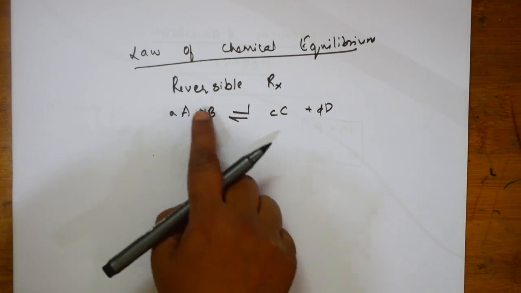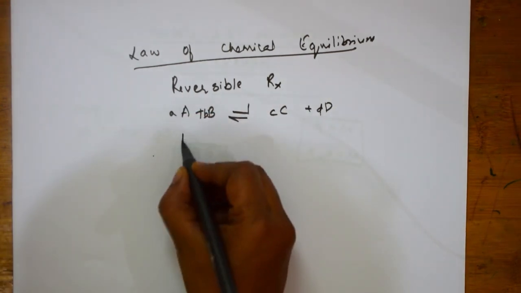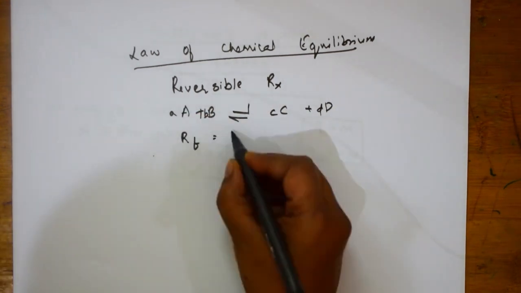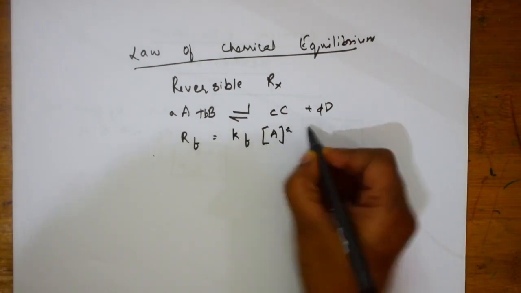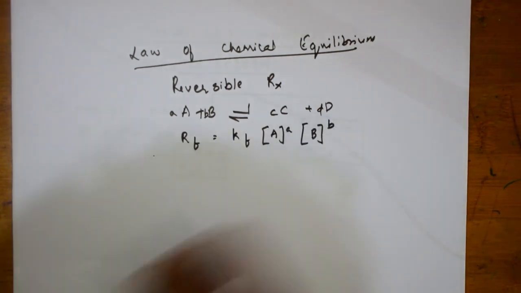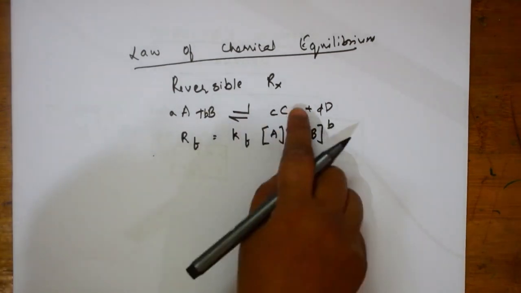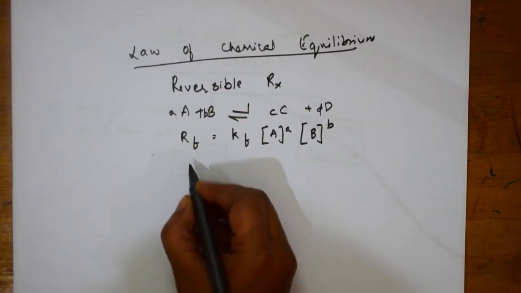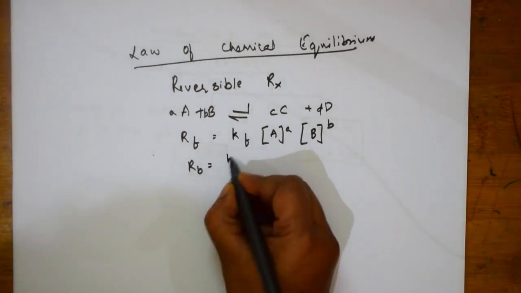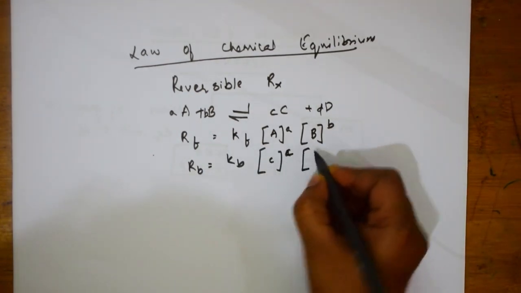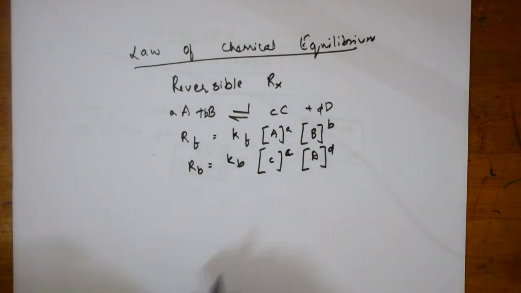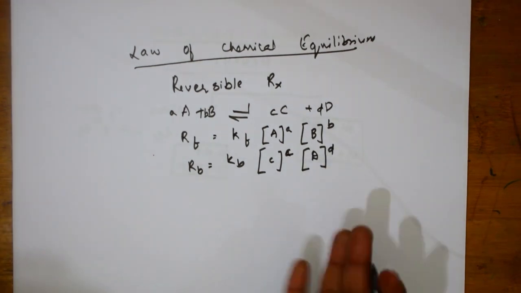Suppose I take the rate of the forward reaction, represented by RF, which is equal to a constant Kf into A raised to a, B raised to b. If I have to write the rate of the reaction for the backward reaction, I'm going to write it as RB equals KB, C raised to the coefficient c, and D raised to the coefficient d, small d. Now I have both RF and RB.